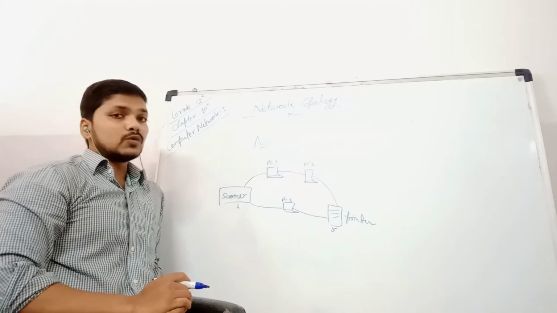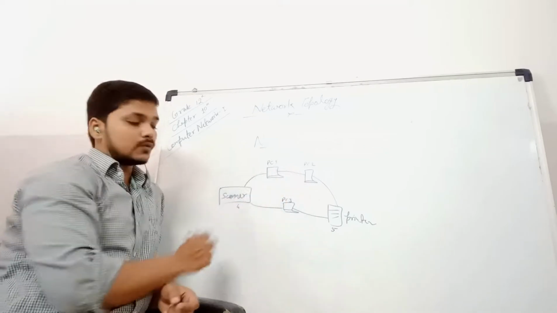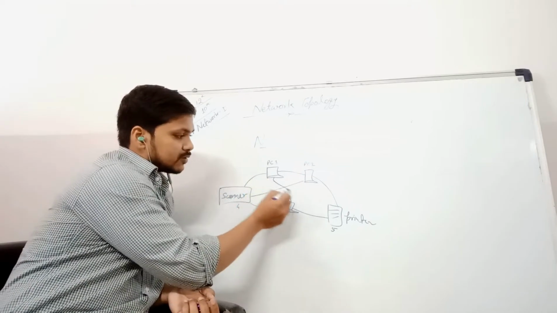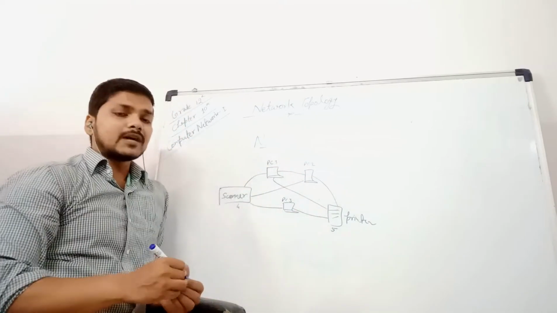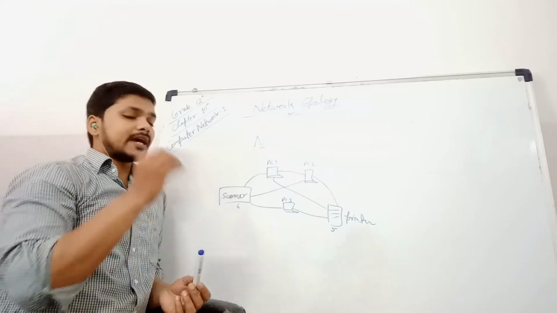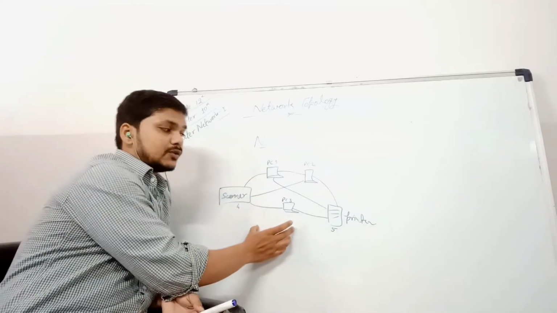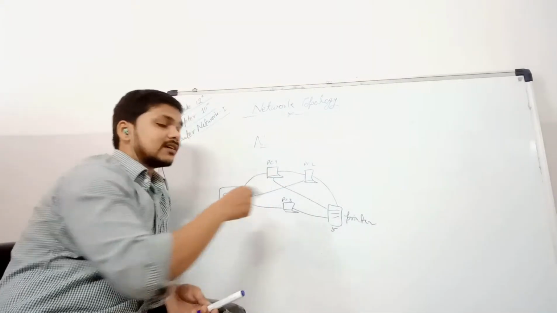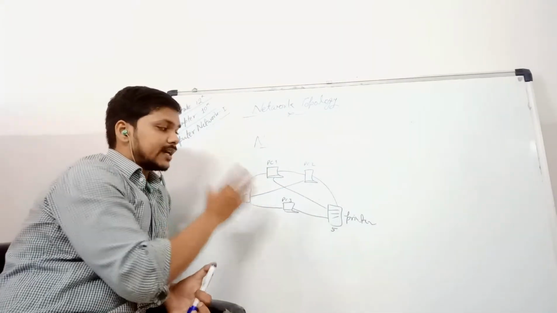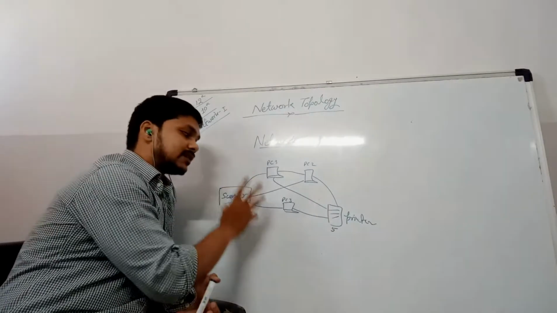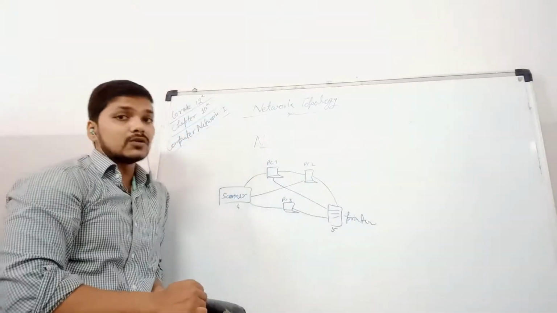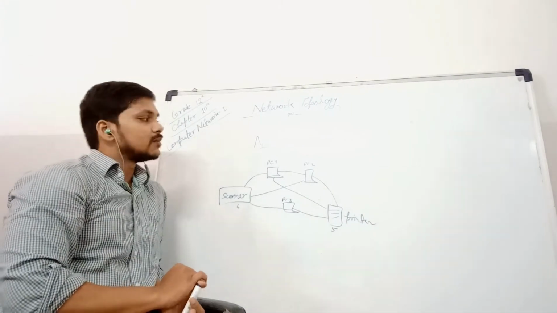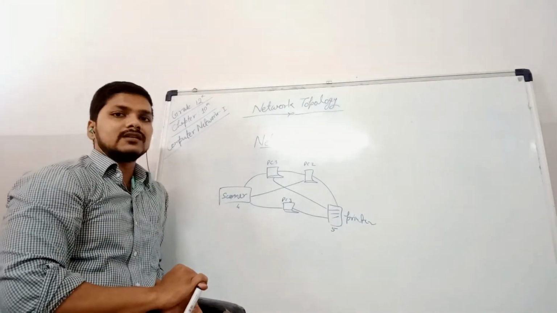But if we want to connect this scanner with PC number 2, we can also connect like this. We can also connect this PC to the printer like this. Any type of setup or pattern we can use to connect one or more electronic devices. That pattern, how we are using to connect a number of devices, is known as network topology.